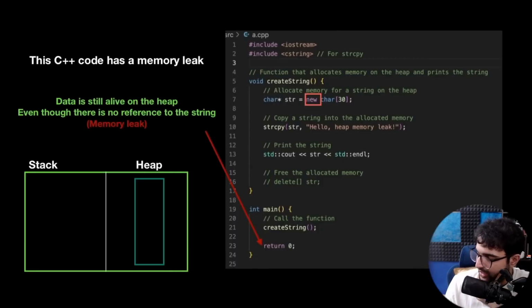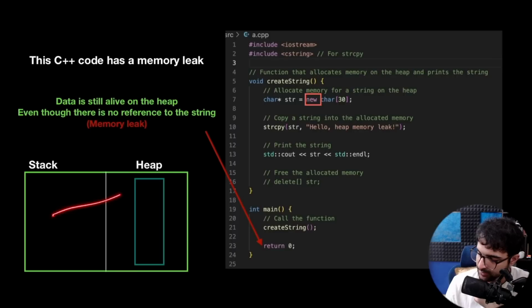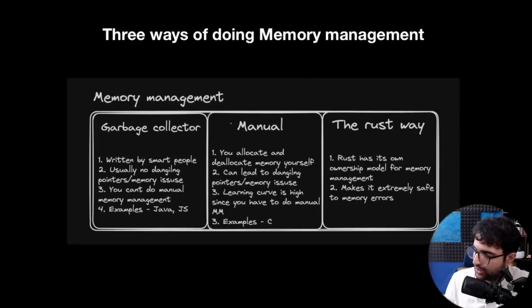And then finally, when I come back to the main function, the data is still alive on the heap, even though there are no references to the string. There is no variable on the stack that is pointing here. When you come back here, there is no variable called str over here. There is nothing pointing to this data, but you haven't cleaned up that data, and hence this is a memory leak. Now let's get to the Rust way of doing memory management, which will take this problem away.